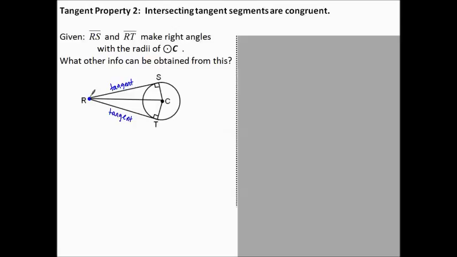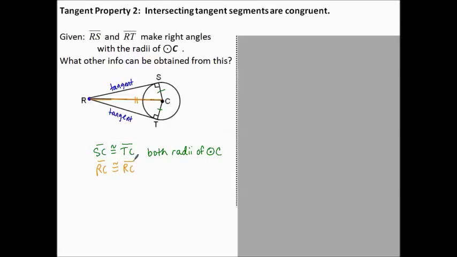What else can we determine? Well, if S goes to C and T goes to C, those two little segments are both radii. So since radii of the same circle are all congruent, we can put little congruent slashes there. SC is congruent to TC because they are radii of the same circle. What else? Well, notice we have a triangle on the top and a triangle on the bottom, and both triangles share this segment RC. So we can say it's congruent to itself. RC is congruent to RC.